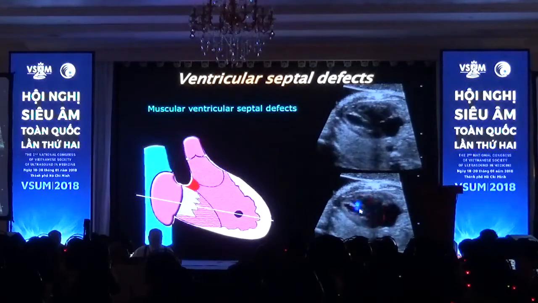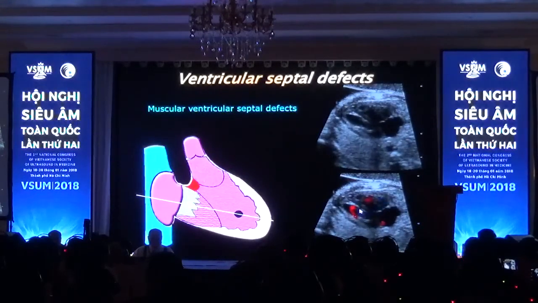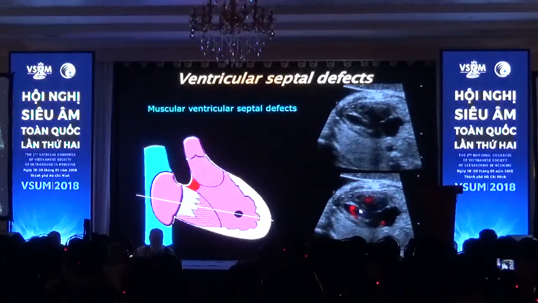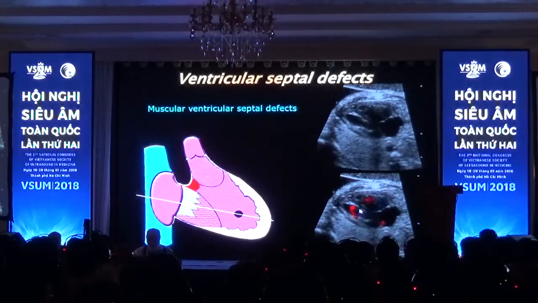It's blue and red. What does that mean? It means it's bidirectional. Ventricular septal defects in the child are always unidirectional. They go from the left ventricle to the right ventricle. In the fetus, that's not true. They go from the left ventricle to the right ventricle during systole, but they go from the right ventricle to the left ventricle during diastole.